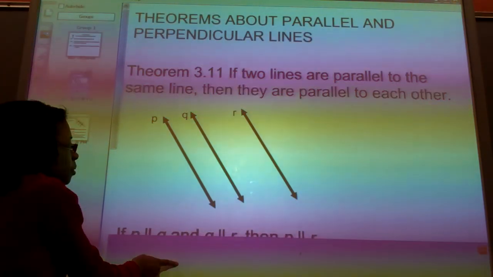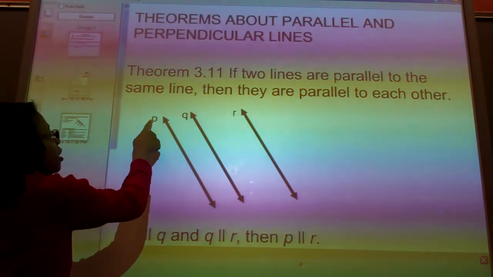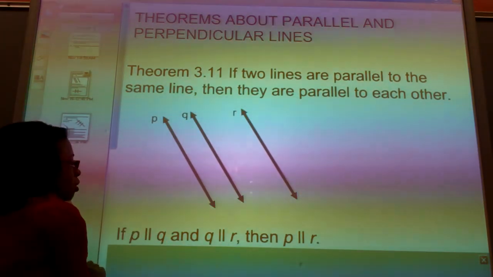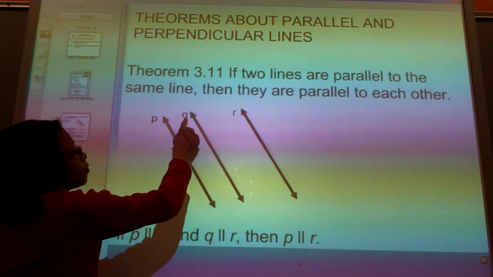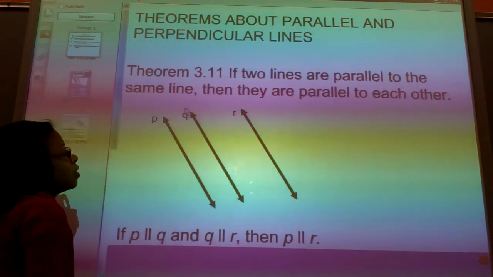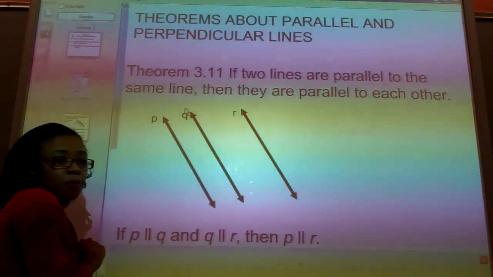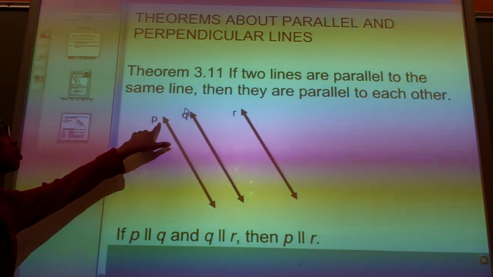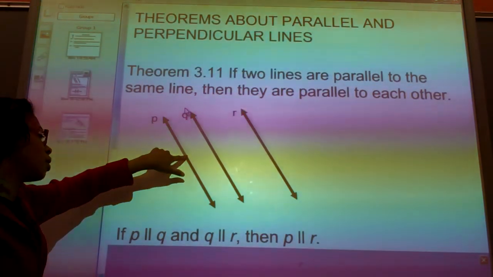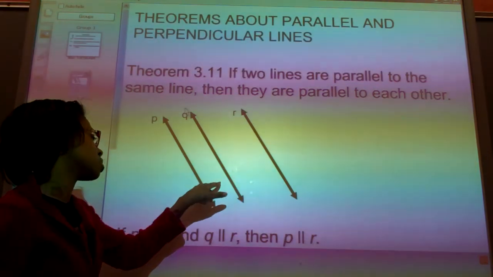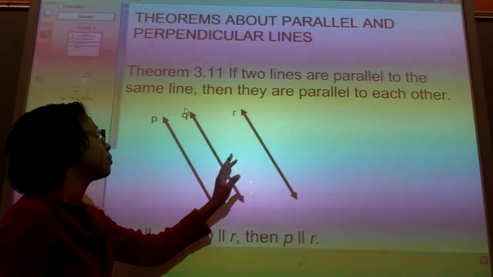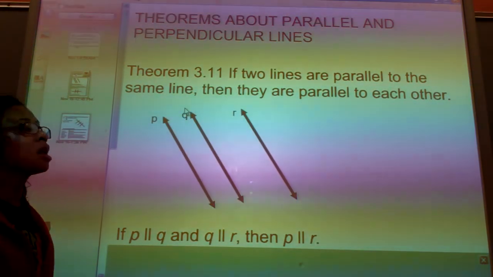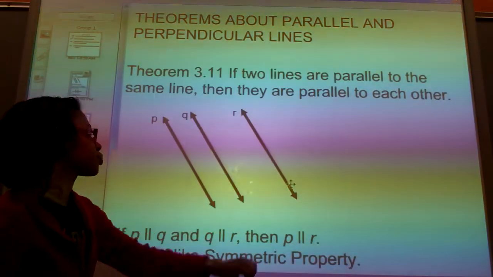What does that mean simply? For example, if line P is parallel to Q, and Q is parallel to R, then that means that P has to be parallel to R as well. Here it is. If P is parallel to Q, and Q is parallel to R, then that must mean that P must be parallel to R. It's kind of like the symmetric rule.